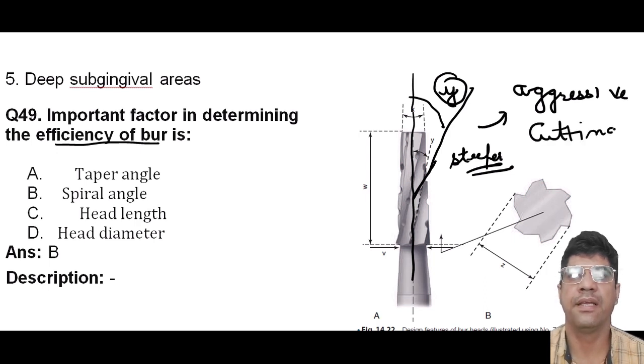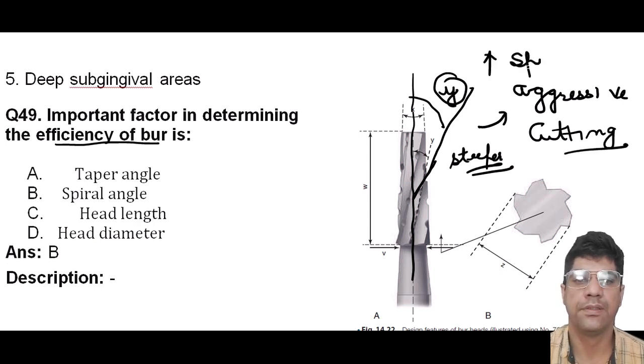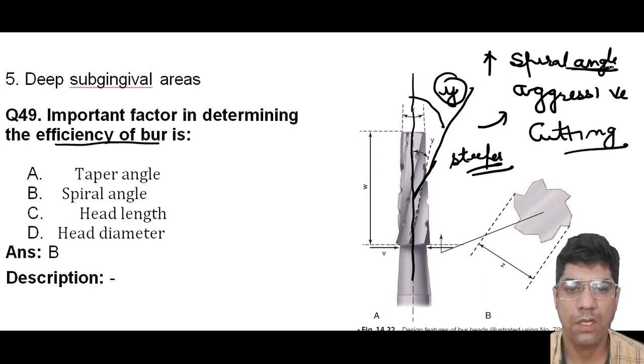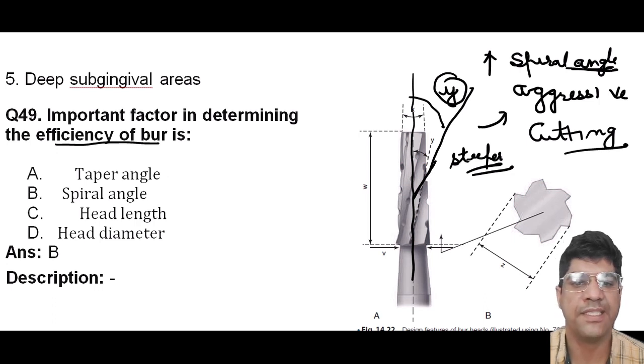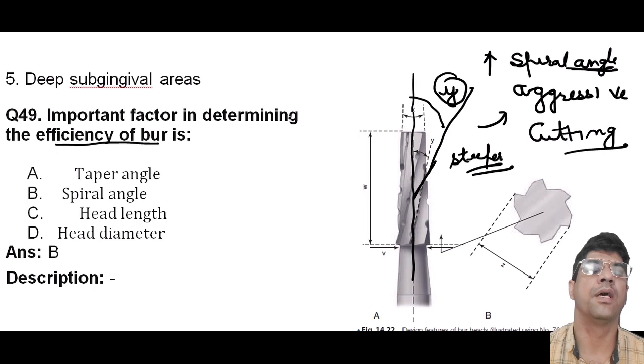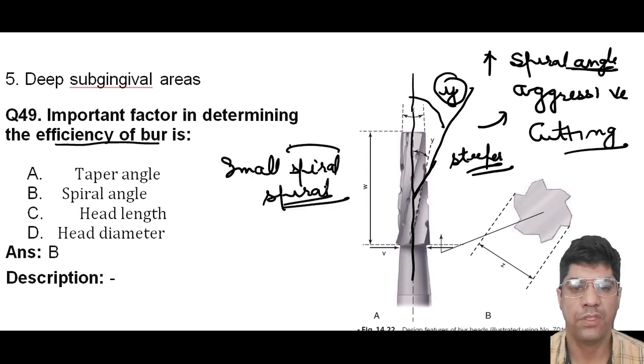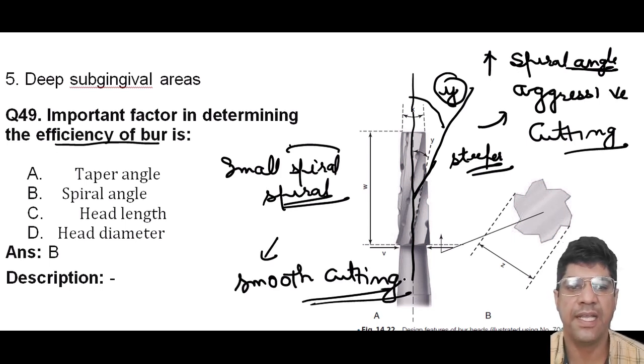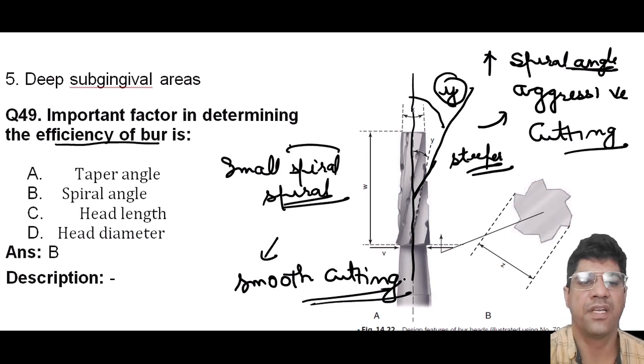So if the spiral angle is more, then there will be aggressive cutting. It is well suited for tasks that require quick material removal, like shaping a tooth before the crown placement. Consider another burr having a small spiral angle. Due to its small spiral angle, its design offers a smooth and more controlled cutting. So it is ideal for precision work like fine detailing or smoothing tooth surface after the initial shaping.